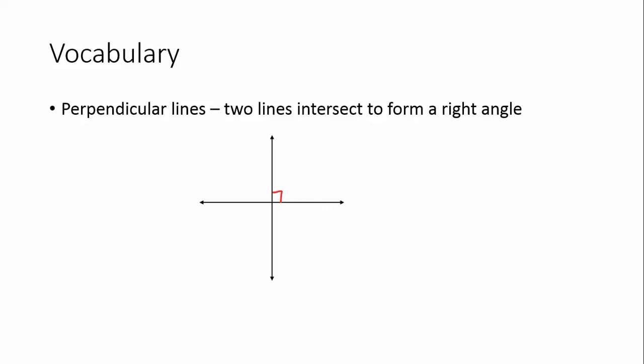Perpendicular lines, this is a term that you're familiar with, are two lines that intersect and they form a right angle, or right angles, indicated there by the red box. And remember that a right angle is 90 degrees.